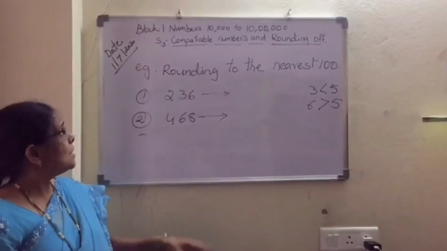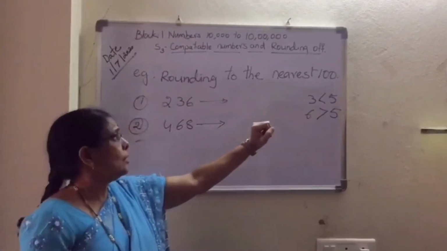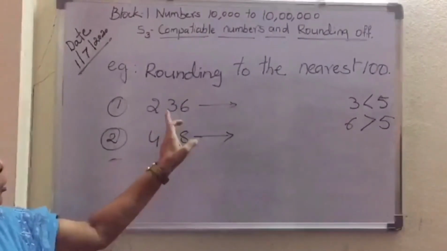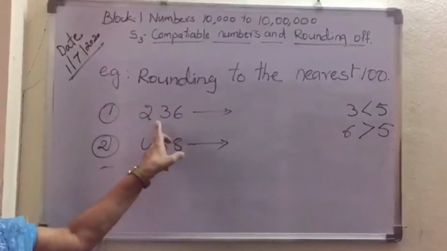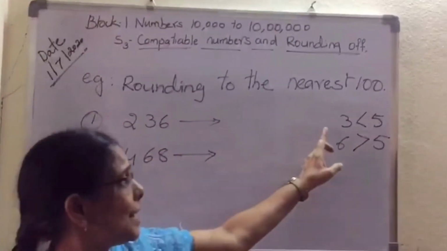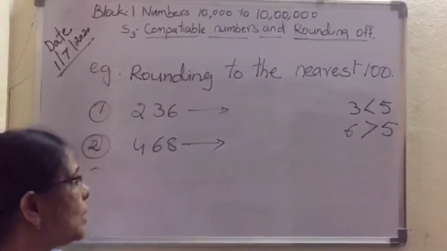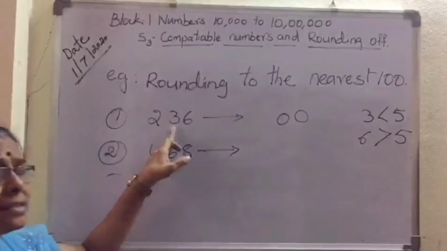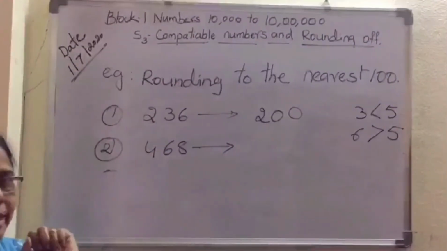Children, now rounding to the nearest 100. When you round a number at the hundreds place, you have to check the tens place. Now here 3 is there, children. This 3 is less than 5 or greater than 5? 3 is less than 5. So 0, 0. So this is less than 5, and this number will not be changed.